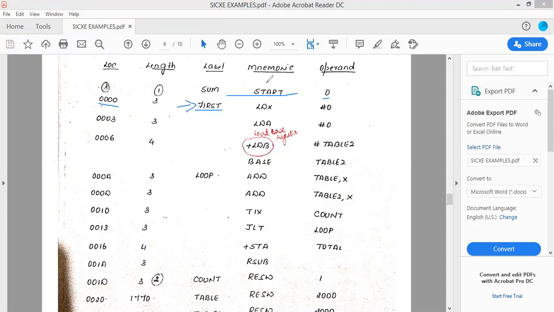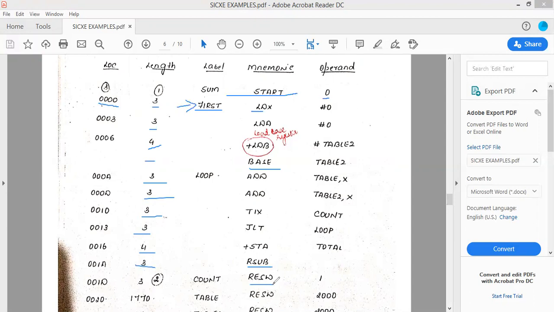Now, this instruction is format 3, so its length is 3. LDA is also format 3. Plus is format 4, so you write 4. Now, BASE is a directive, so we don't have a length for it. Leave it blank. Now, ADD is also format 3. TIX is format 3. JLT is format 3. Plus STA is format 4. RSUB is format 3.